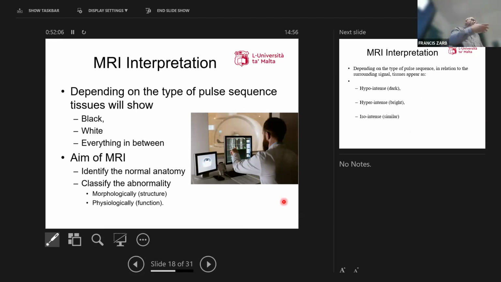Bl-istess mod bħal radiografija. Mela, the aim of MRI, not just MRI, the aim of any imaging modality is to identify the normal anatomy and classify the abnormality by morphology. Morphology hija the structure, the shape, the size, the signal intensity. All right? Ma l-anatomija. And physiologically, function. Issa, kemm MRI, kemm CT scan, the physiological information is limited. Limu imaging modality which gives us more physiological information.